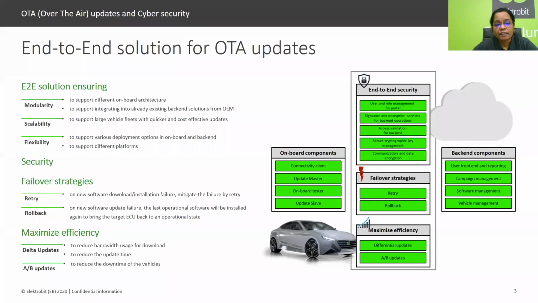Instead, we can bring in a new approach called an A/B update, wherein the target ECU, instead of having just one partition, has two partitions, where the current software is in one partition and the updated software is installed onto the second partition. Then, while the vehicle itself is running, the installation of the update packages can also be executed.